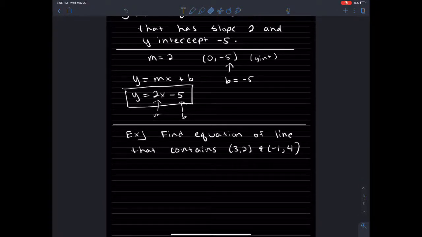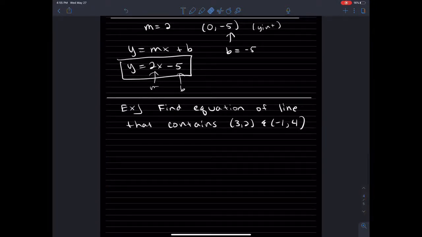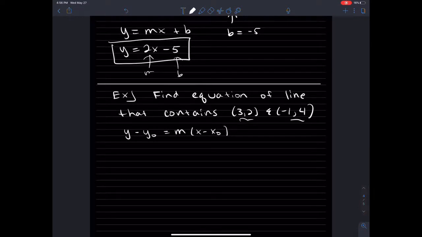Okay, find the equation of the line that contains these 2 points. So I think in this case, we might want to try y minus y naught equals m(x minus x naught). Now all we need here is a point. Well, we've got 2, so it doesn't matter which one we use. You can use either one, you'll get the same answer. And the slope. So it seems like we need to know the slope. So let's find the slope.